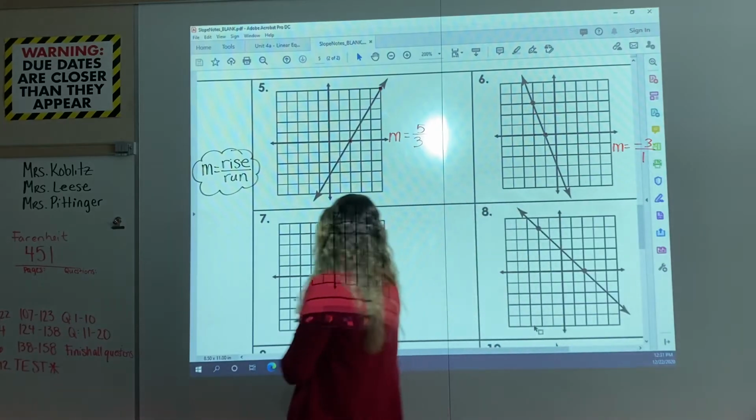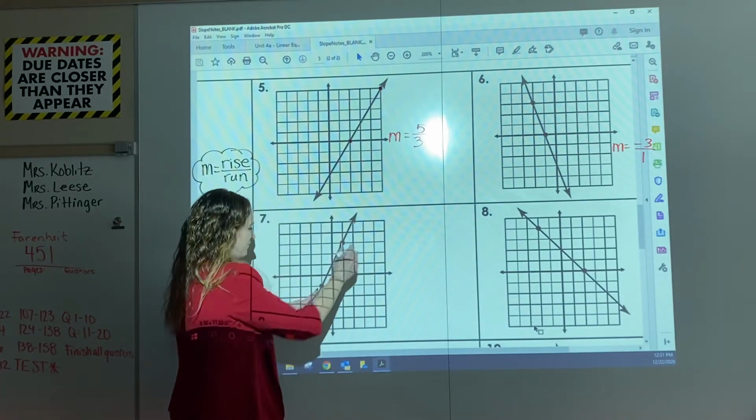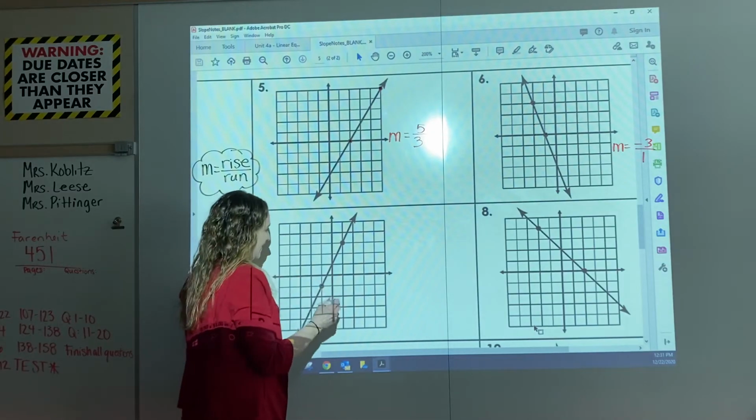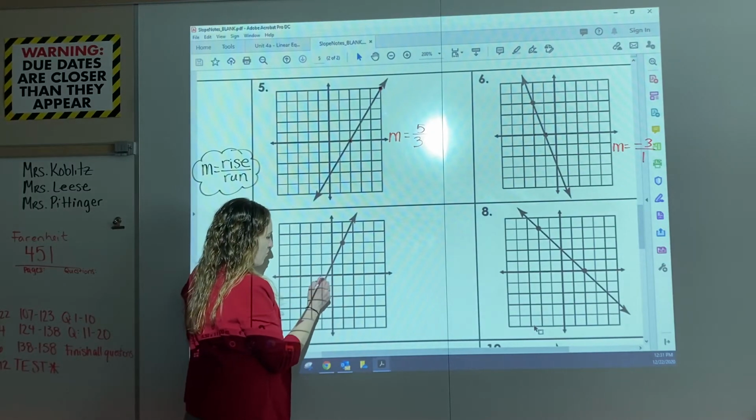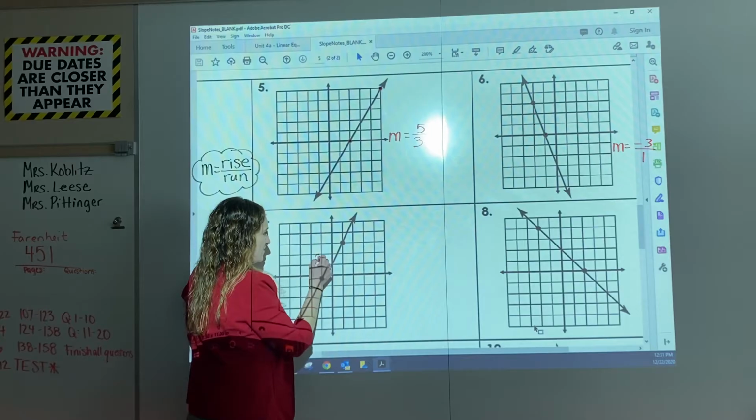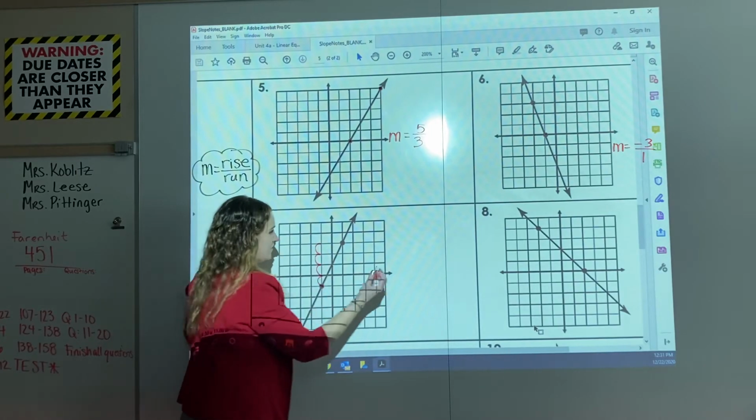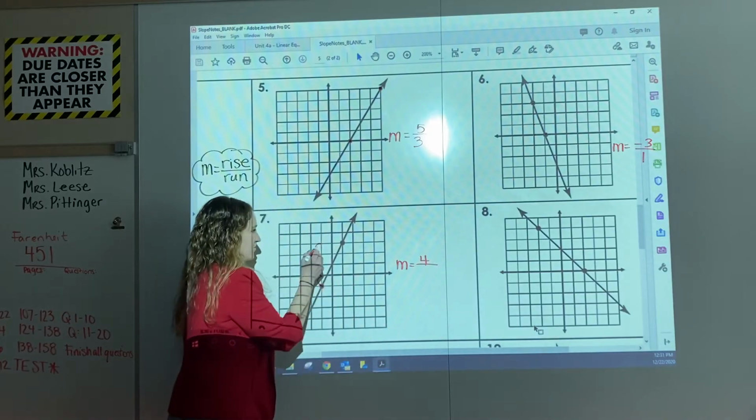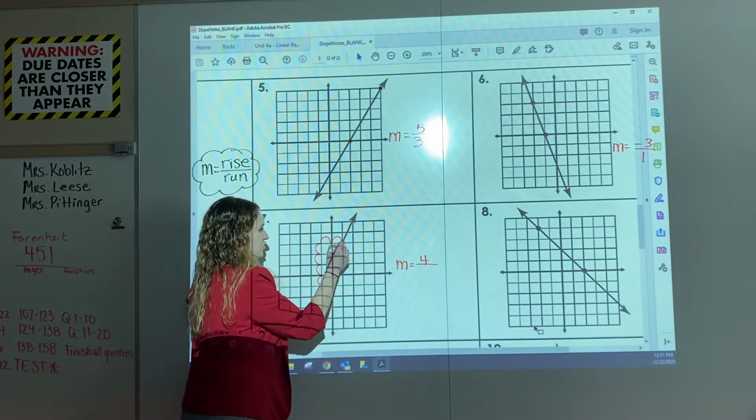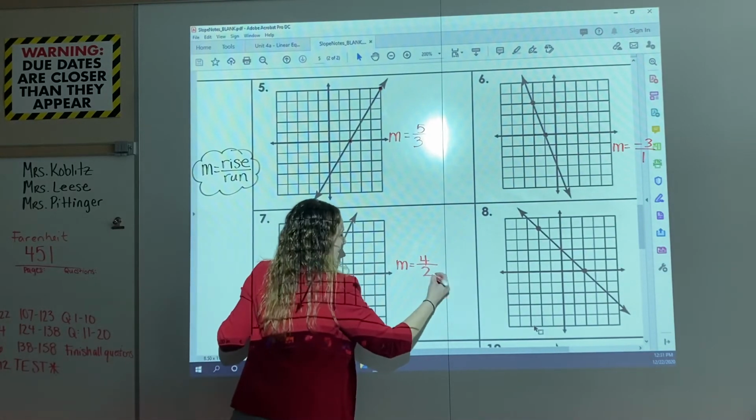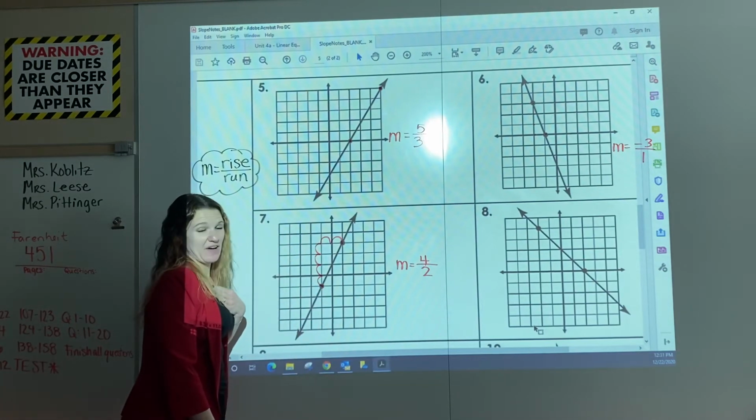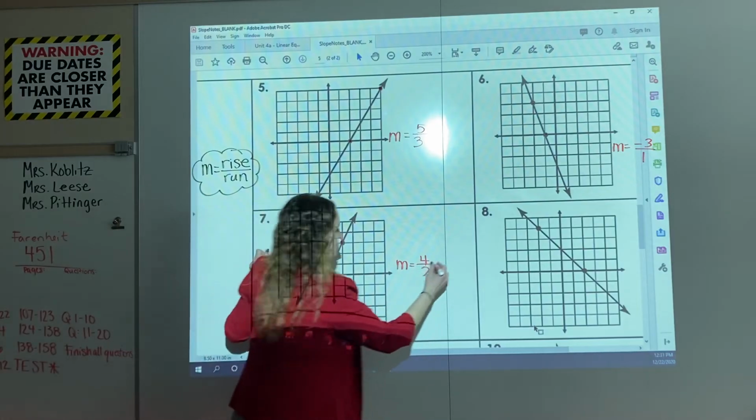Number 7. Left to right, I need to count my rise. And this time I'll do bubbles just so you can see it a little differently. So I go up 1, 2, 3, 4. So I go up positive 4. Then I need to go to the right. 1, 2. I know that if I put 4 over 2 in my calculator, it would simplify. It should simplify to 2 over 1.